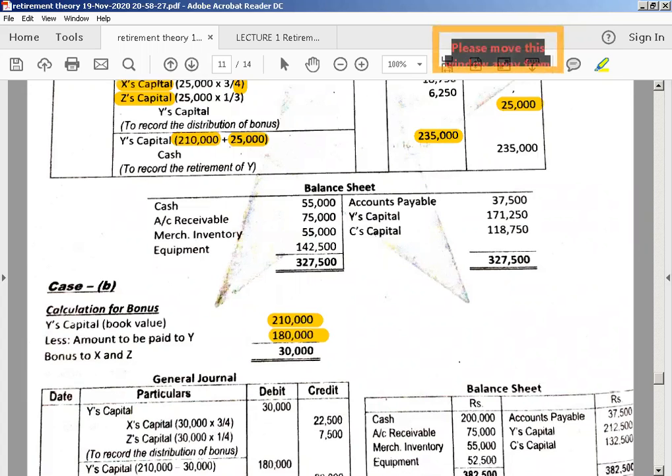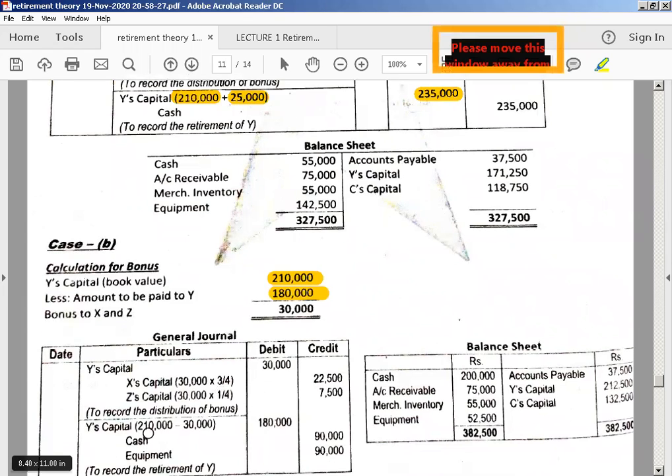द लास्ट जर्नल एंट्री मिस्टर Y 210 माइनस 30,000. यहाँ पे देखिए माइनस करेंगे, 210 में से 30,000 माइनस होगा क्योंकि वो एग्जिस्टिंग पार्टनर्स को पैसे दे के जा रहा है. इज 180. कैश आपके पास 90,000 है और इक्विपमेंट इज 90,000. This is all for today.